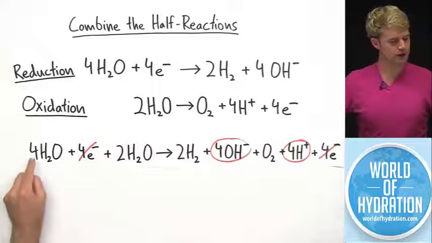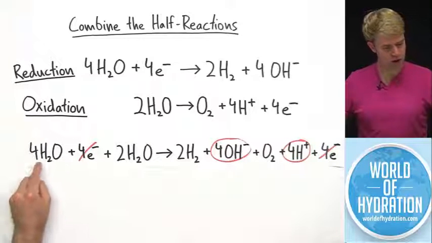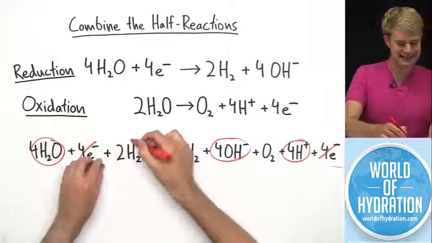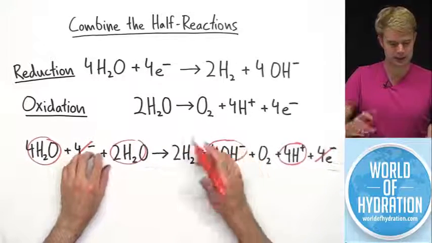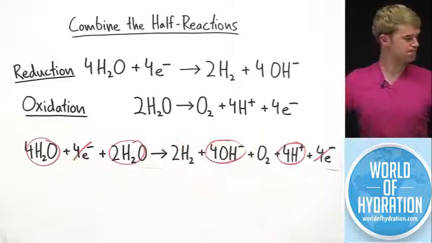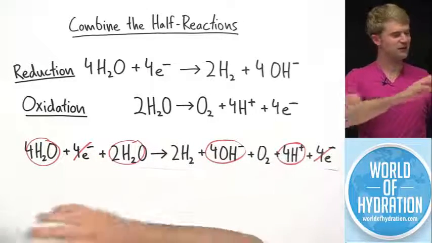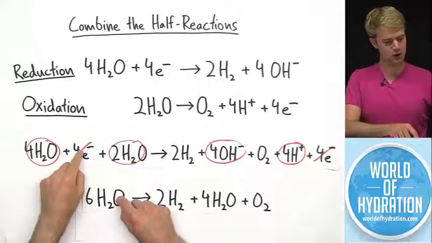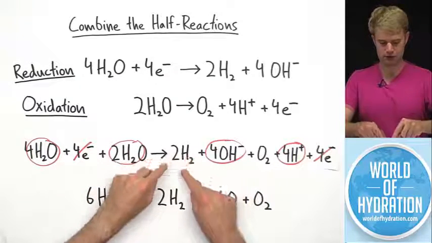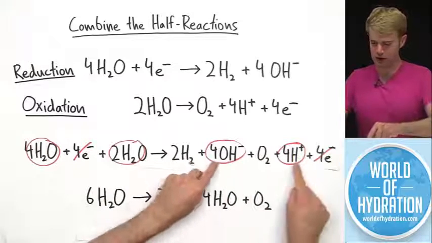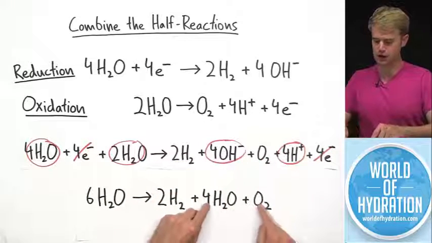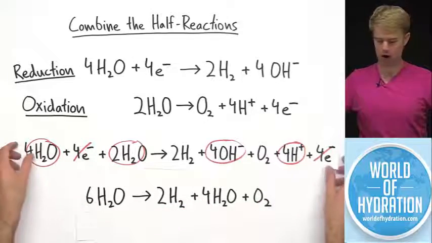Now also, look at this. We have 4H2O here and 2H2O here. So we can combine these to get 6H2O. All right? So here's how we can rewrite it. We pull these together and get 6H2O. We get rid of the electrons there, and then we have 2H2. We combine 4OH− and 4H+ to get 4H2O, and then we have our oxygen.